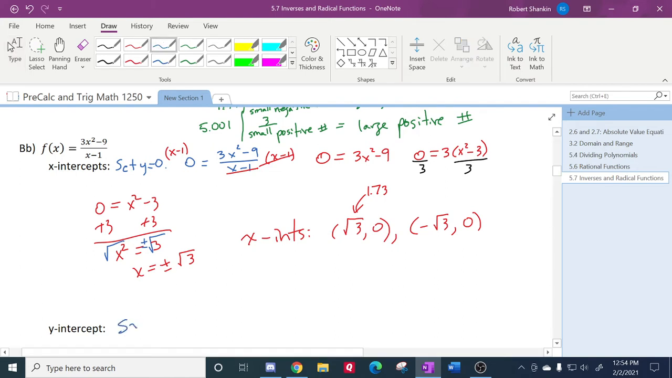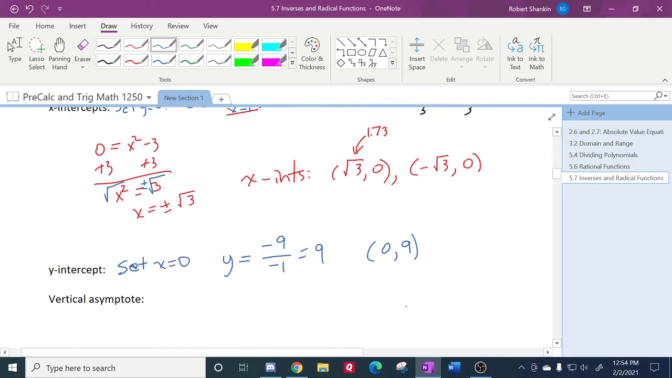Set the opposite letter, x equal to 0. So then you're going to get f of x or y equals, now you're going to get negative 9, because the 3x squared all just zeroes out. And 0 minus 1 is negative 1, is equal to 9. So the y-intercept, the x is 0, the y is 9.